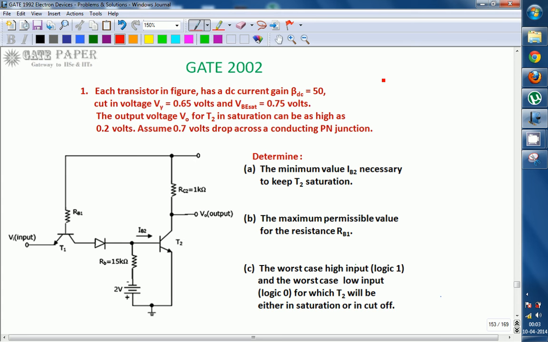V gamma of 0.65 volts and VBE saturation of 0.75 volts. The output voltage V0 for T2 in saturation can be as high as 0.2 volts. Assume 0.7 volts drop across a conducting PN junction. Determine A. Minimum value of IB2 necessary to keep T2 in saturation. B. The maximum permissible value for the resistance RB1.